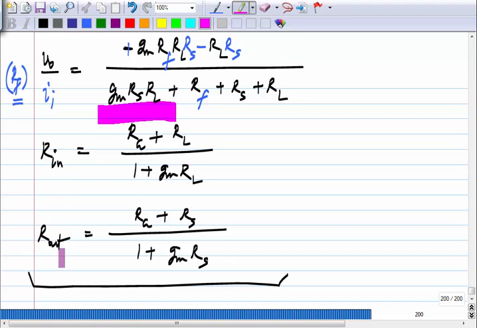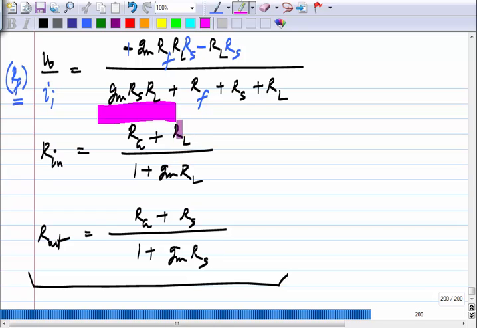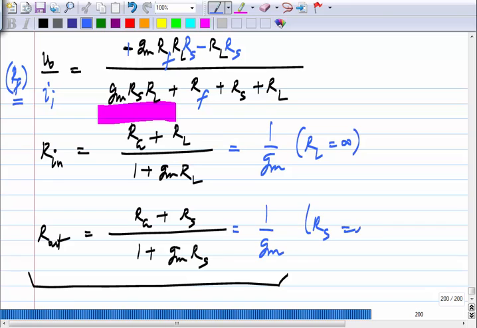Now, R in and R out, of course, these expressions still hold good because R in was evaluated between this point and ground and R out between that point and ground. Okay. And you see that if R L is infinity, this will be 1 by G M, and this will also be 1 by G M if R S is infinity. These were the cases we evaluated, but now you know the general expressions also, these things still hold good. Okay. Again, this R G is really in our new notation R F. Okay.